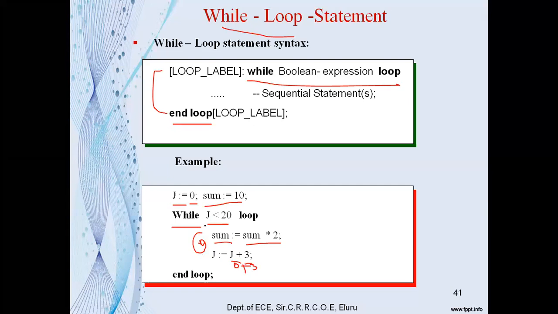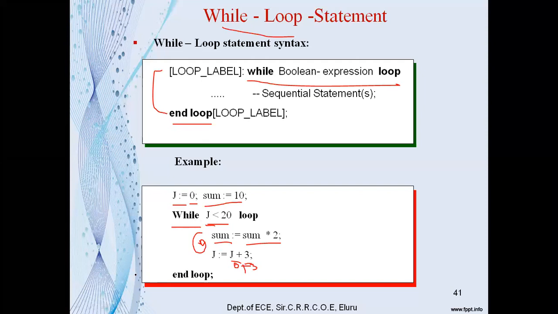So likewise, this loop will be iterated, repeated. And when the j value is greater than 20, then it will terminate the loop and come out of that loop. So this is about the while loop statement.